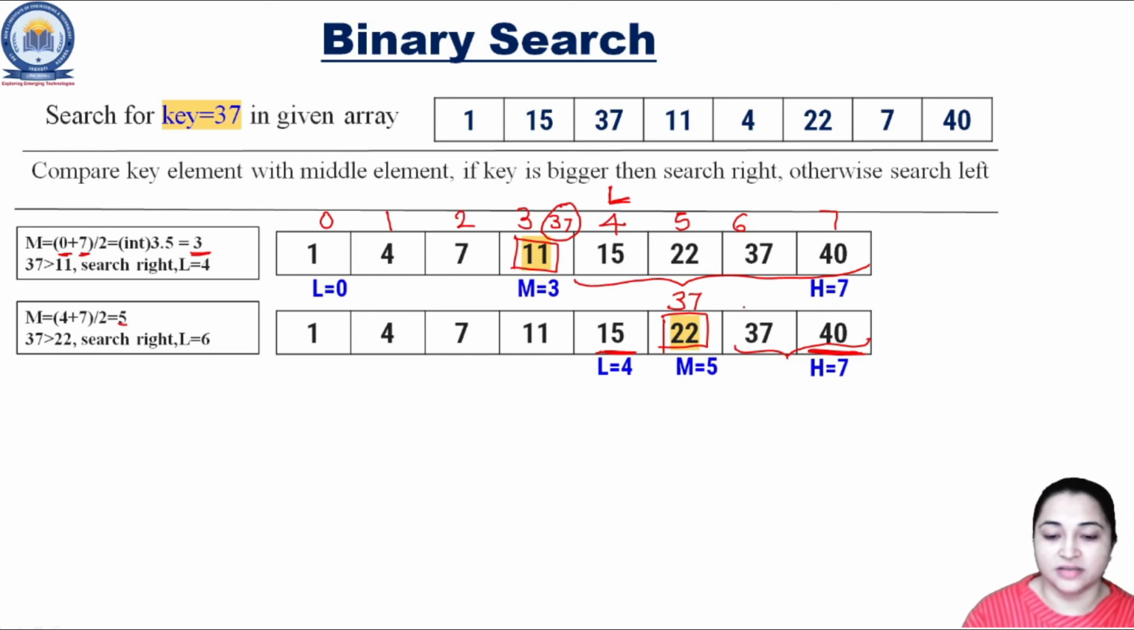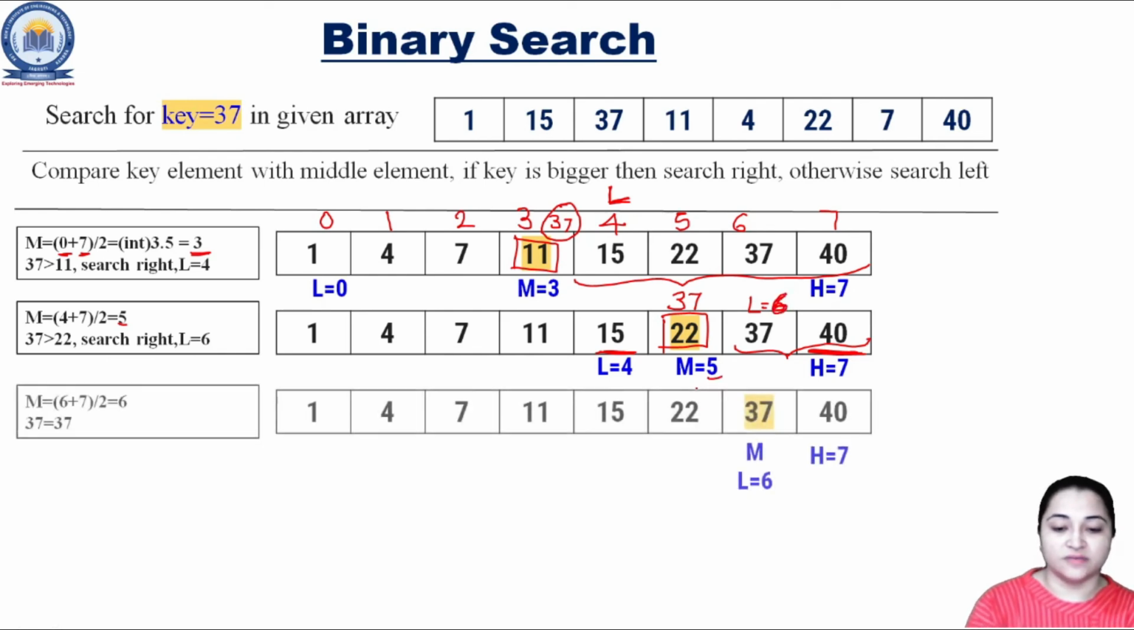So if we have to search in the right sublist, then the low index will be updated, and that will be middle plus 1, right? So low will be pointing to what? 6, because middle is pointing to 5, right? So now we will update the low index to 6, right? So now we are searching for the key element in this array. The first step is to find the middle index, right? Low is pointing to 6, high is pointing to 7. (6 + 7) / 2 is 6, meaning our middle element is present at index 6.